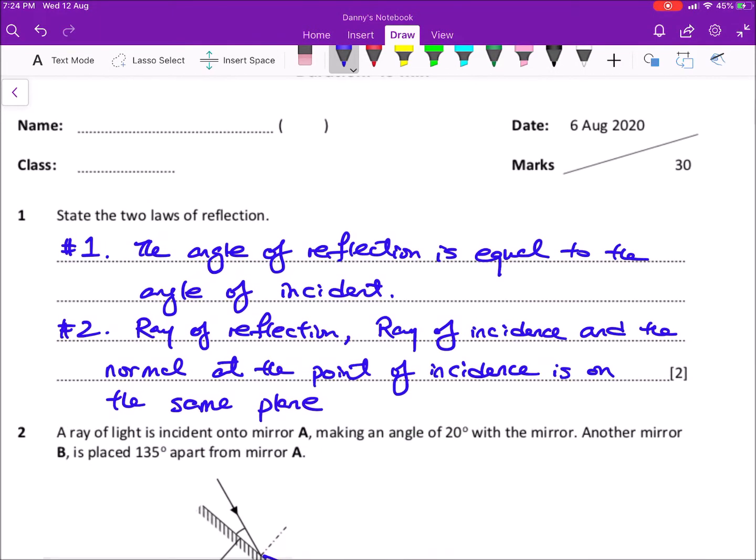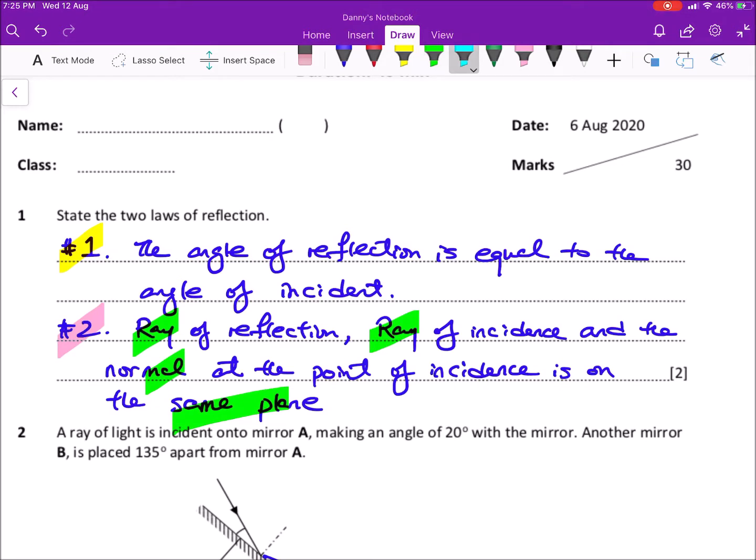Your first question is the law of reflection. Most of you are able to give me a good definition for part 1. Unfortunately for part 2, a common error is that instead of saying that it is the ray and the normal that are on the same plane, you called it the angle of reflection and the angle of incidence on the same plane. Angles cannot be on the same plane. So please remember, for law number 2, it is about the rays and the normal.